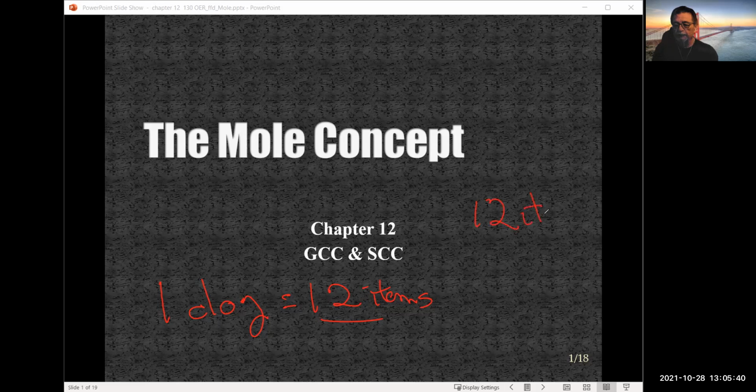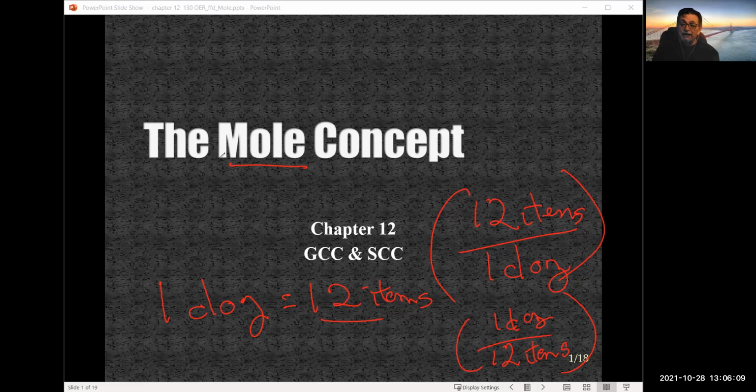So 12 items, here we go again with this ratio, right? It keeps coming back. We can write it with items in the numerator, or we can write it with dozen in the numerator and 12 items in the denominator, okay? Now we're familiar with that, one dozen. The mole is nothing more than what we call the chemist's dozen. The only problem, not a problem, is that the number just happens to be a lot bigger than 12, okay?